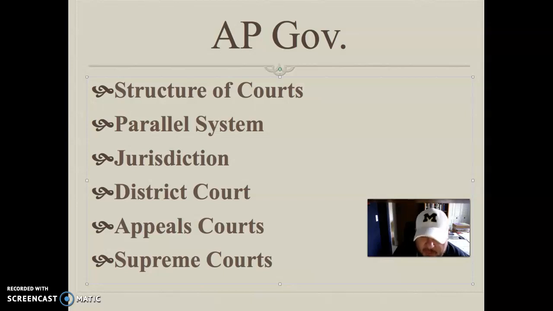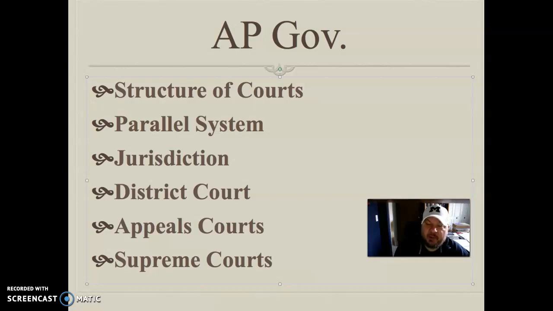Okay, let's talk about the structure of the judicial branch, the structure of the different courts. First things first, we do have a parallel system of justice. I think I've mentioned this in a couple of other videos. What that means is the state and federal governments both have court systems. The states have courts for state laws. The federal government has courts for federal laws.